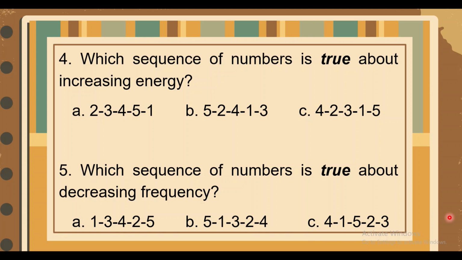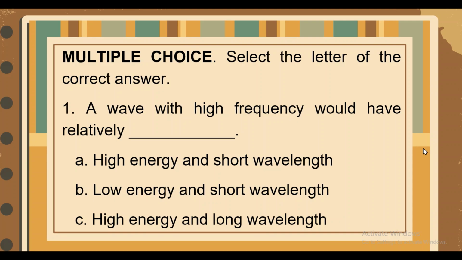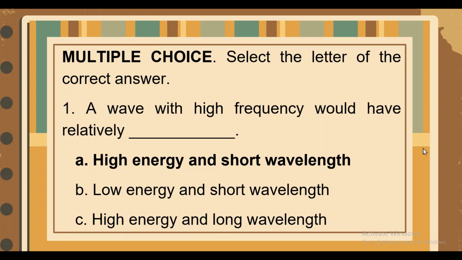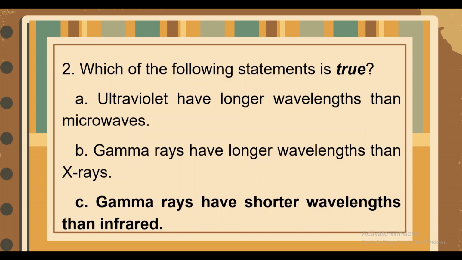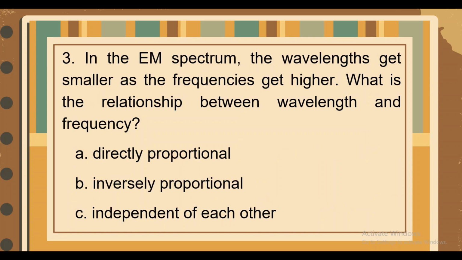Let's reveal the answers. Number 1, the answer is letter A, high energy and short wavelength. So a wave with high frequency would have relatively high energy and short wavelength. Number 2, which of the following statements is true? The answer is letter C. Gamma rays have shorter wavelengths than infrared. Number 3, the wavelengths get smaller as the frequencies get higher. What is the relationship between wavelength and frequency? Your answer should be letter B, inversely proportional.